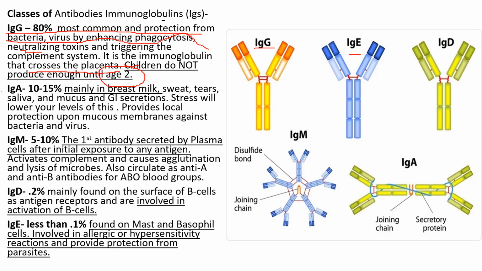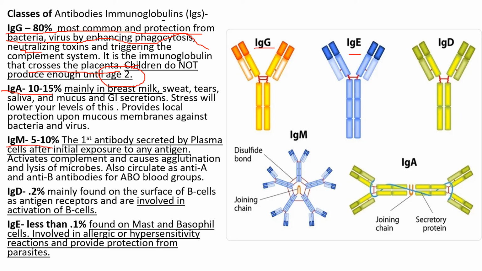Anyhow, IgA is about 10 to 15%, and it's mainly found in breast milk, sweat, tears, saliva, mucus, and the GI secretions. And stress will lower your levels of this. So stress is not a good thing for your immune system. But it does provide protection upon the mucous membranes against bacteria and virus. You want that, right? So reduce your stress if you don't want to get a virus.